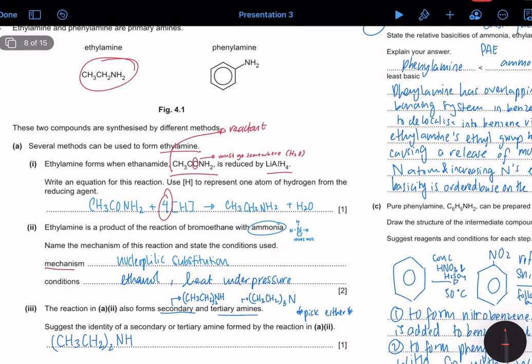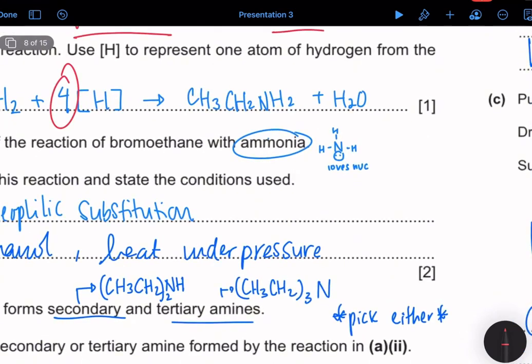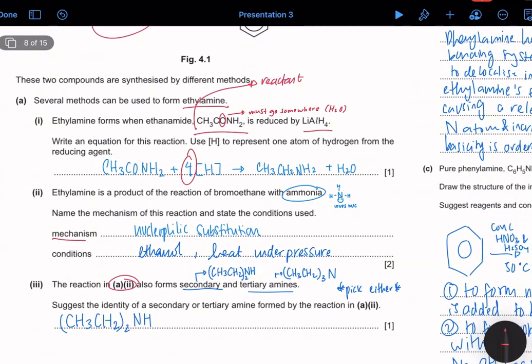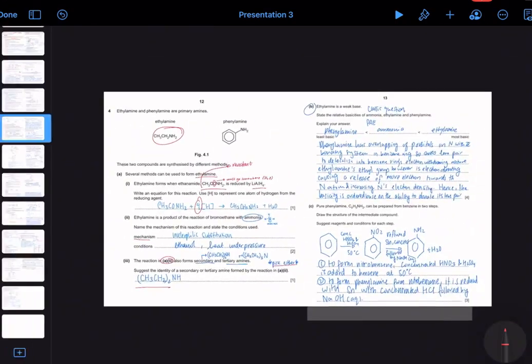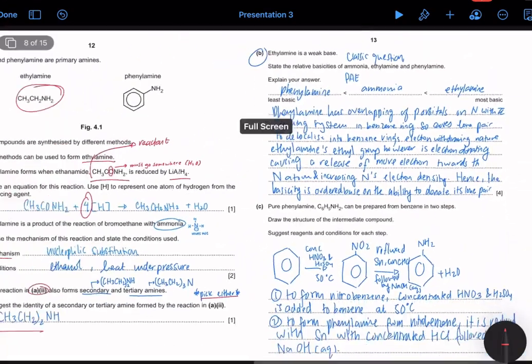The reaction in AII also forms secondary and tertiary amines. Your secondary amine would be (CH3CH2)2NH, and your tertiary amine would be (CH3CH2)3N. Suggest the identity of the secondary or tertiary amine formed by the reaction in AII. For this, you can pick either. I picked the secondary amine instead of the tertiary, but you can pick any.